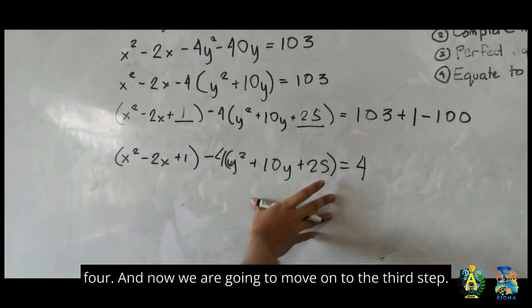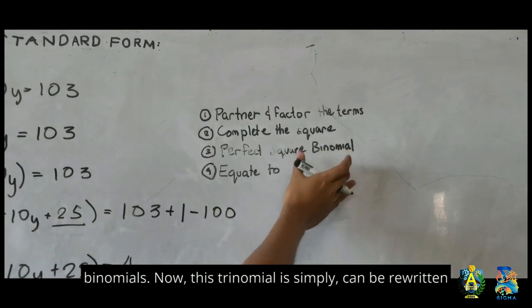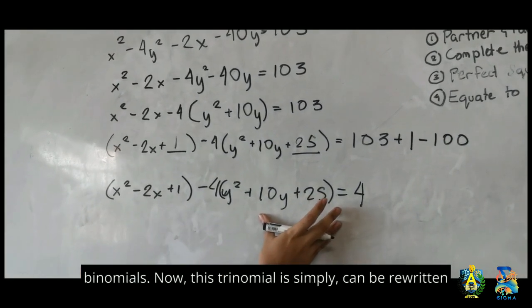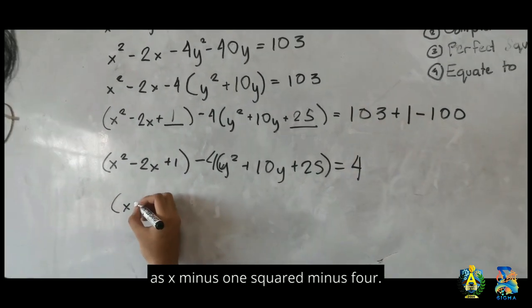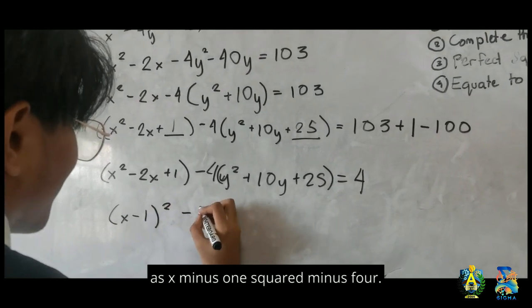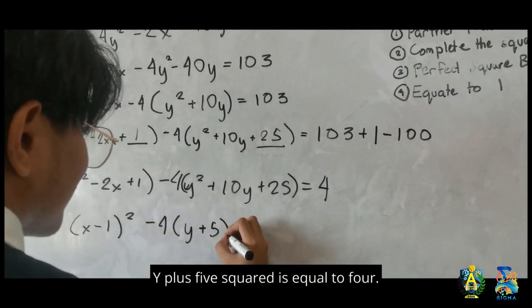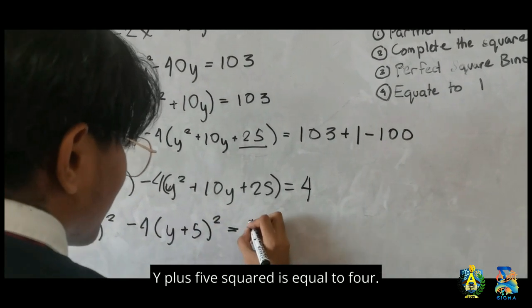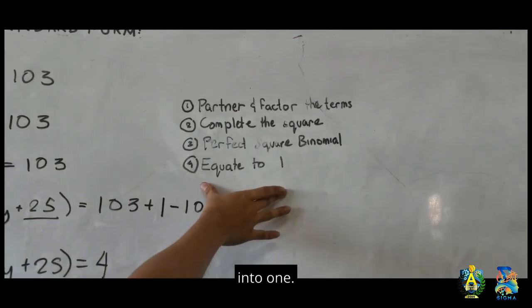Now we are going to move on to the third step, which is converting these equations to perfect square binomials. This trinomial can be rewritten as x minus 1 squared minus 4 times y plus 5 squared is equal to 4. Now the very last step is equating the other side to 1.